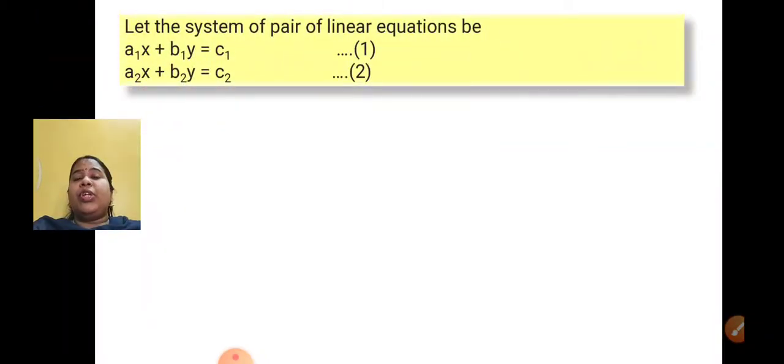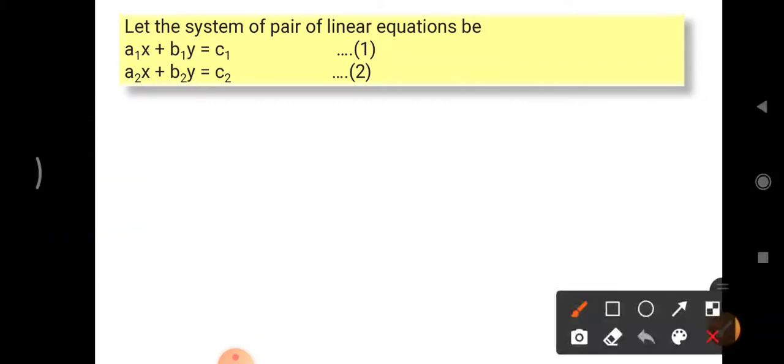Now these are two general forms of linear equations in two variables. Suppose I have a1x plus b1y is equal to c1 as my first equation, and a2x plus b2y is equal to c2 as my second equation. Yes, now these are general forms. If I try to plot them on graph paper, what are the possibilities?